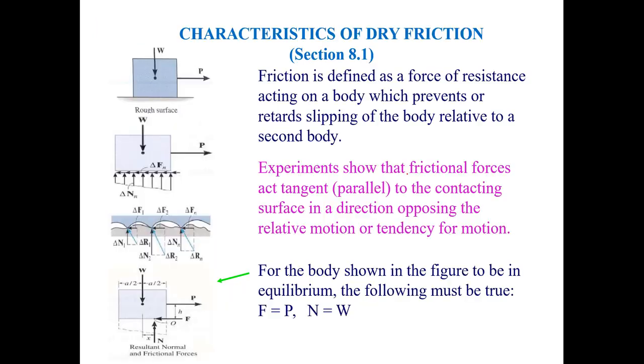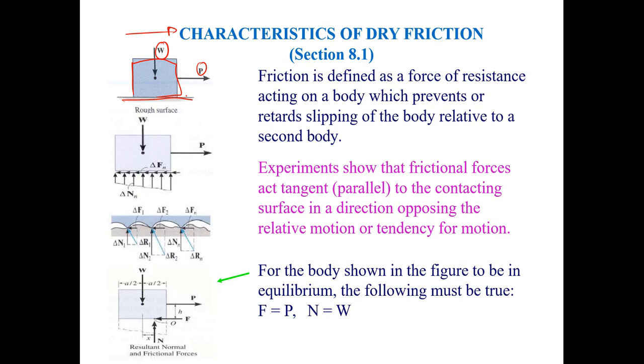All right, so friction is defined as the force of resistance acting on a body which prevents or retards slipping of the body relative to a second body. So right now, you have an object like the one you're looking at, and this object has its weight, but let's say a force P is applied to it that will cause the object to move. Between this object and the surface, which will be object 2, something will happen, and that something is called friction.